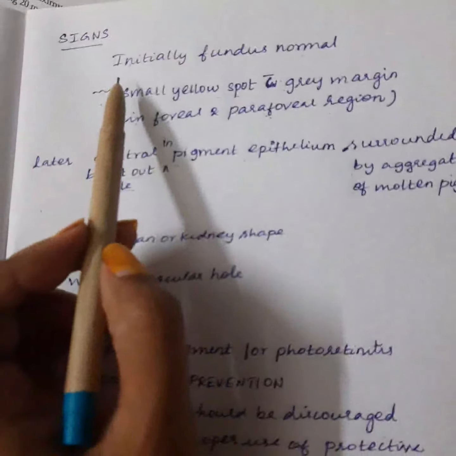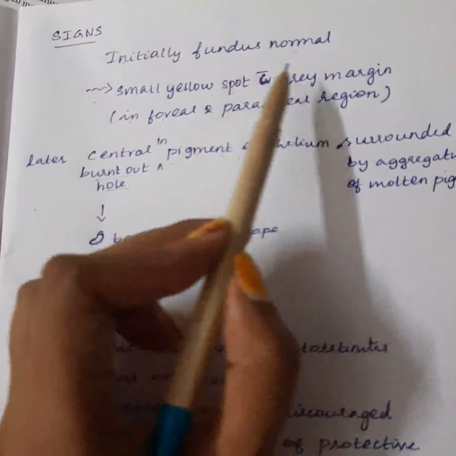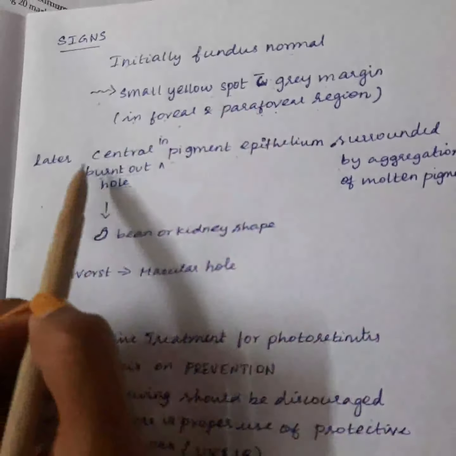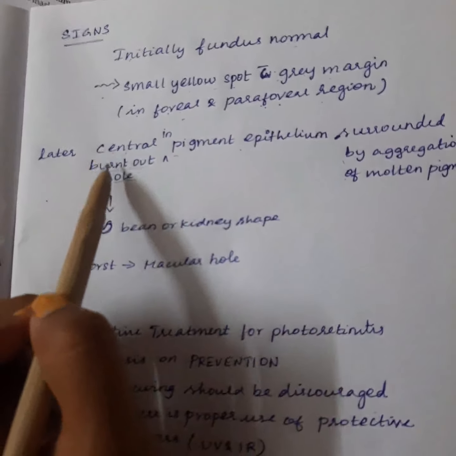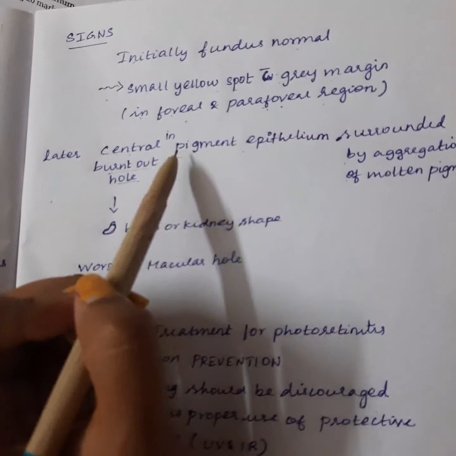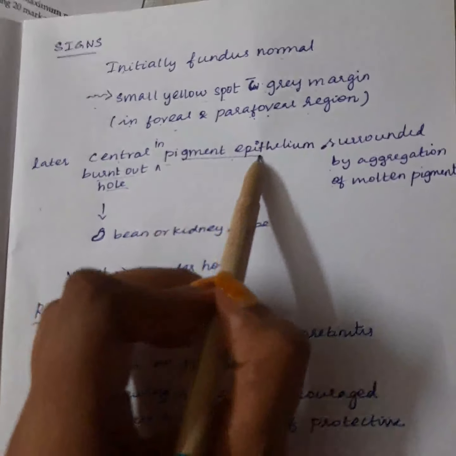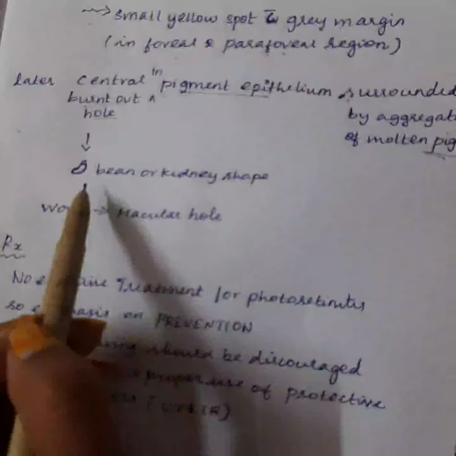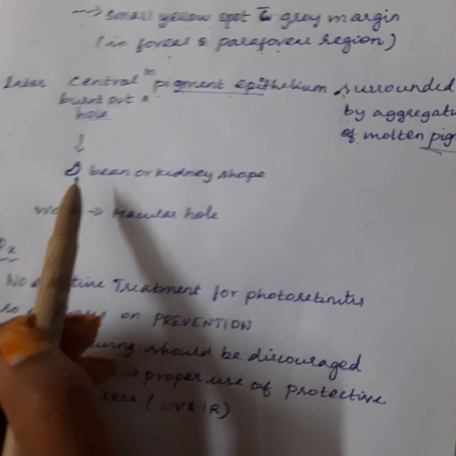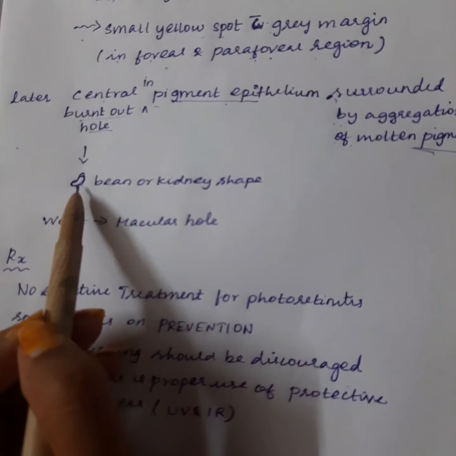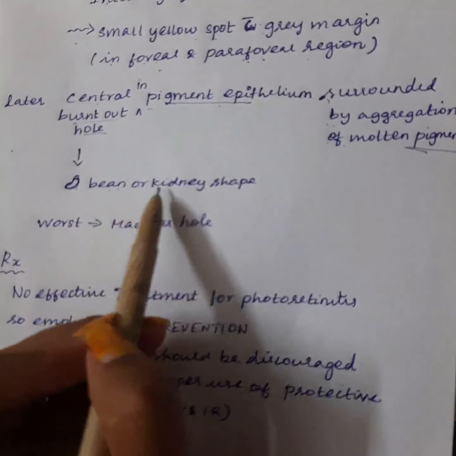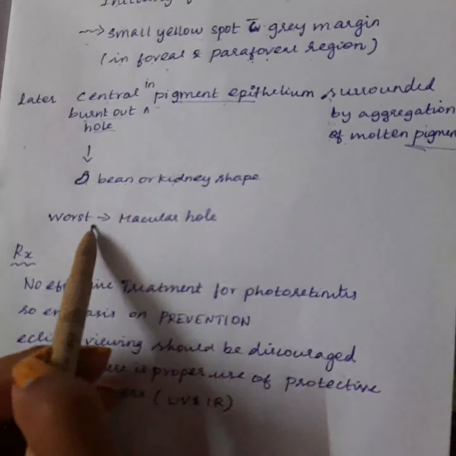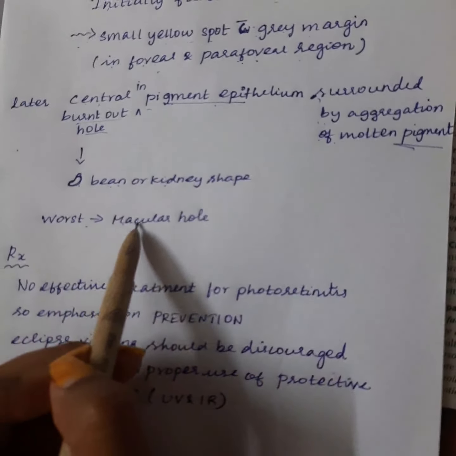So shortly after exposure, you will observe a yellow spot with grey margin in the foveal and parafoveal regions. Later, it will appear as a central burnt out hole in the pigment epithelium surrounded by aggregation of molten pigment itself. Ophthalmoscopically, this appears as a kidney bean or kidney shaped pigmented spot. In worse cases, a macular hole may appear.